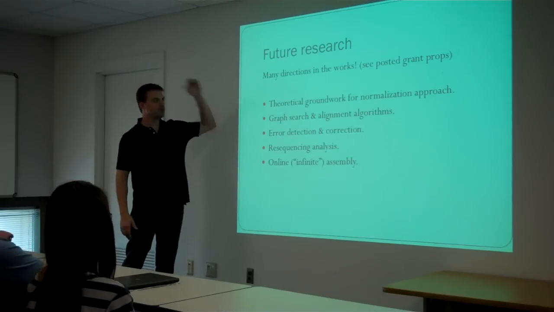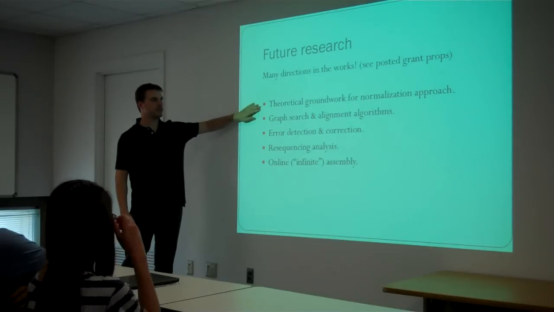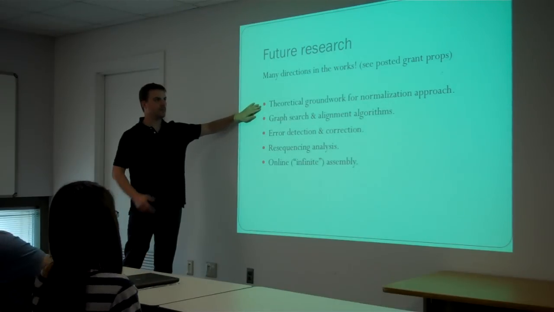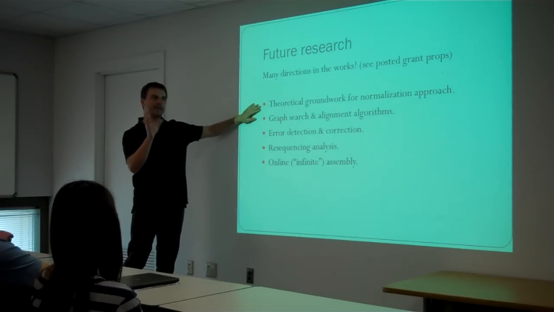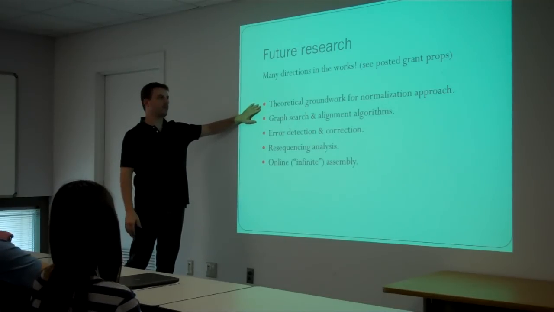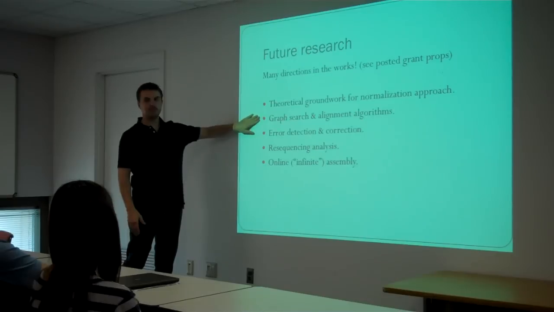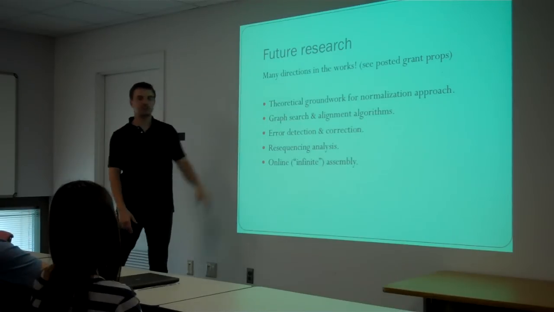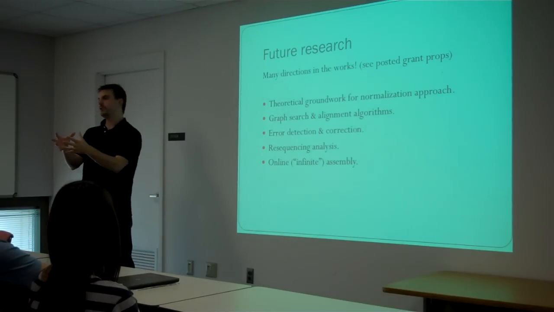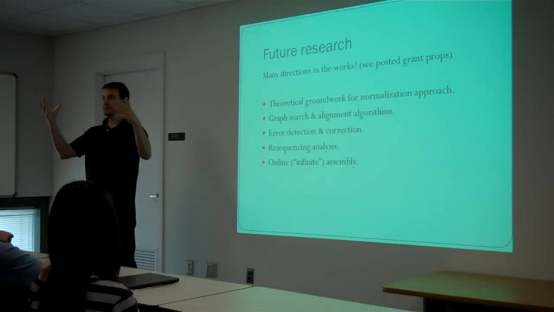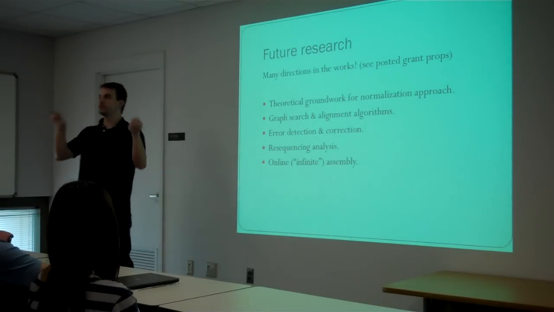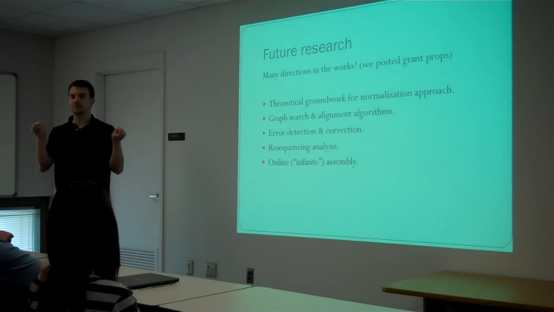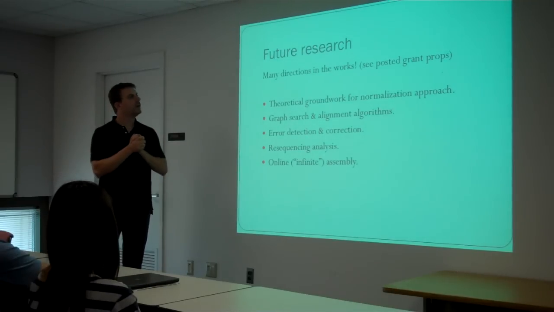We need to work on the theoretical groundwork for the normalization approach because there's lots of things that we don't know. We can tell you it works, we can tell you why, but we can't give you some of the details of what the data looks like when it comes out. And then something that Jordan's working on is graph search and alignment algorithms, where you use our memory-efficient graph to store many, many sequences and then use hidden Markov models or other approaches to traverse that graph and do targeted assembly of specific things from that graph.